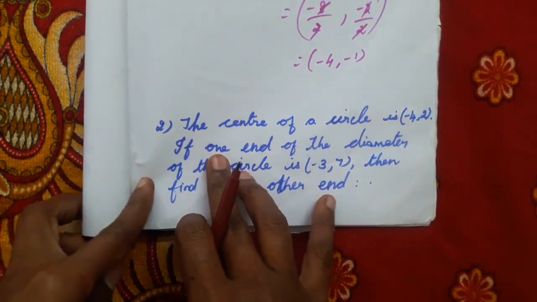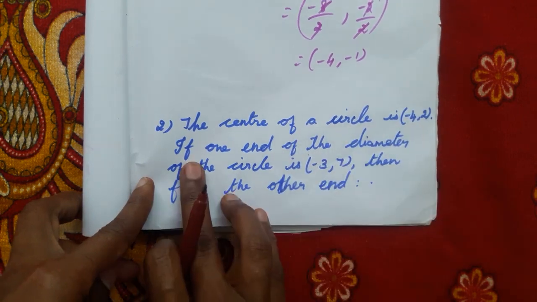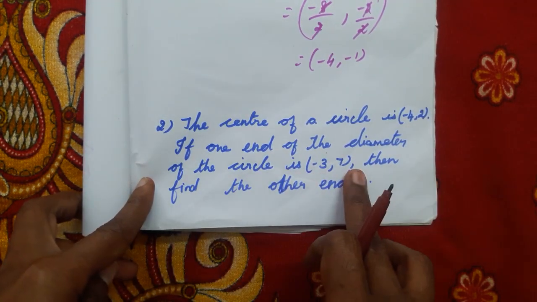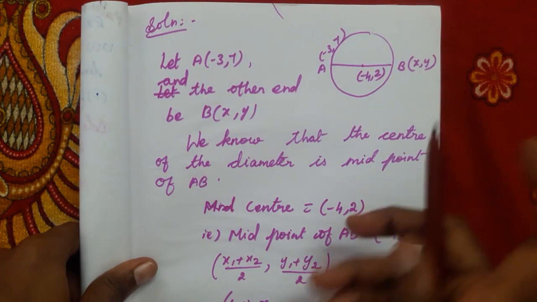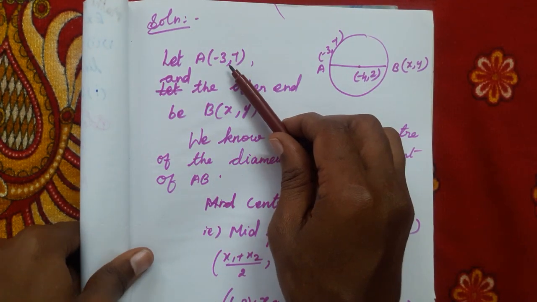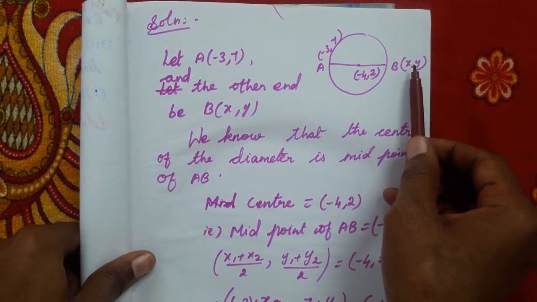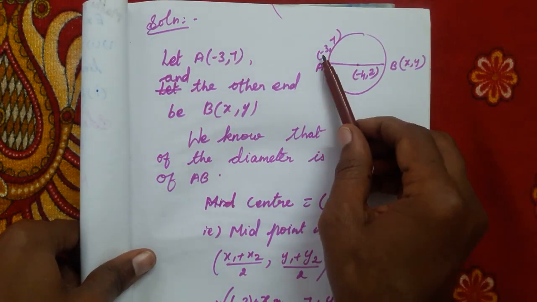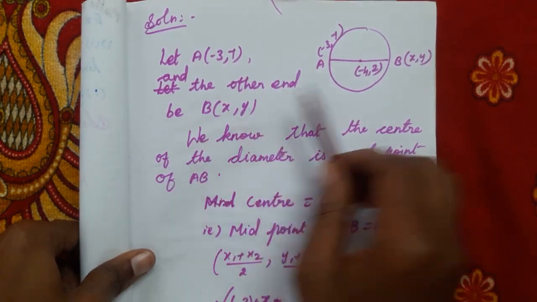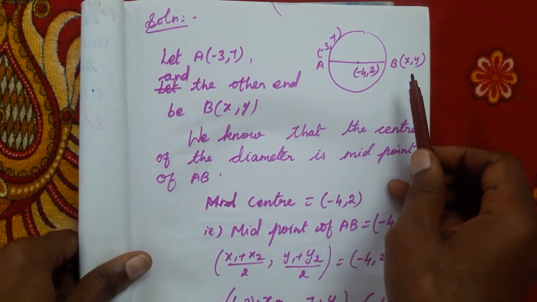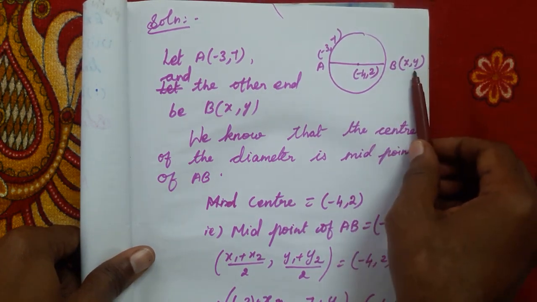Then the second problem, that is a homework problem. The center of a circle is (-4, 2). If one end of the diameter of the circle is (-3, 7), then find the other end. Listen here. One end is given (-3, 7). That I am taking as A. AB is the diameter. Let A be (-3, 7) and the other end, which we have to find out, be B (x, y).